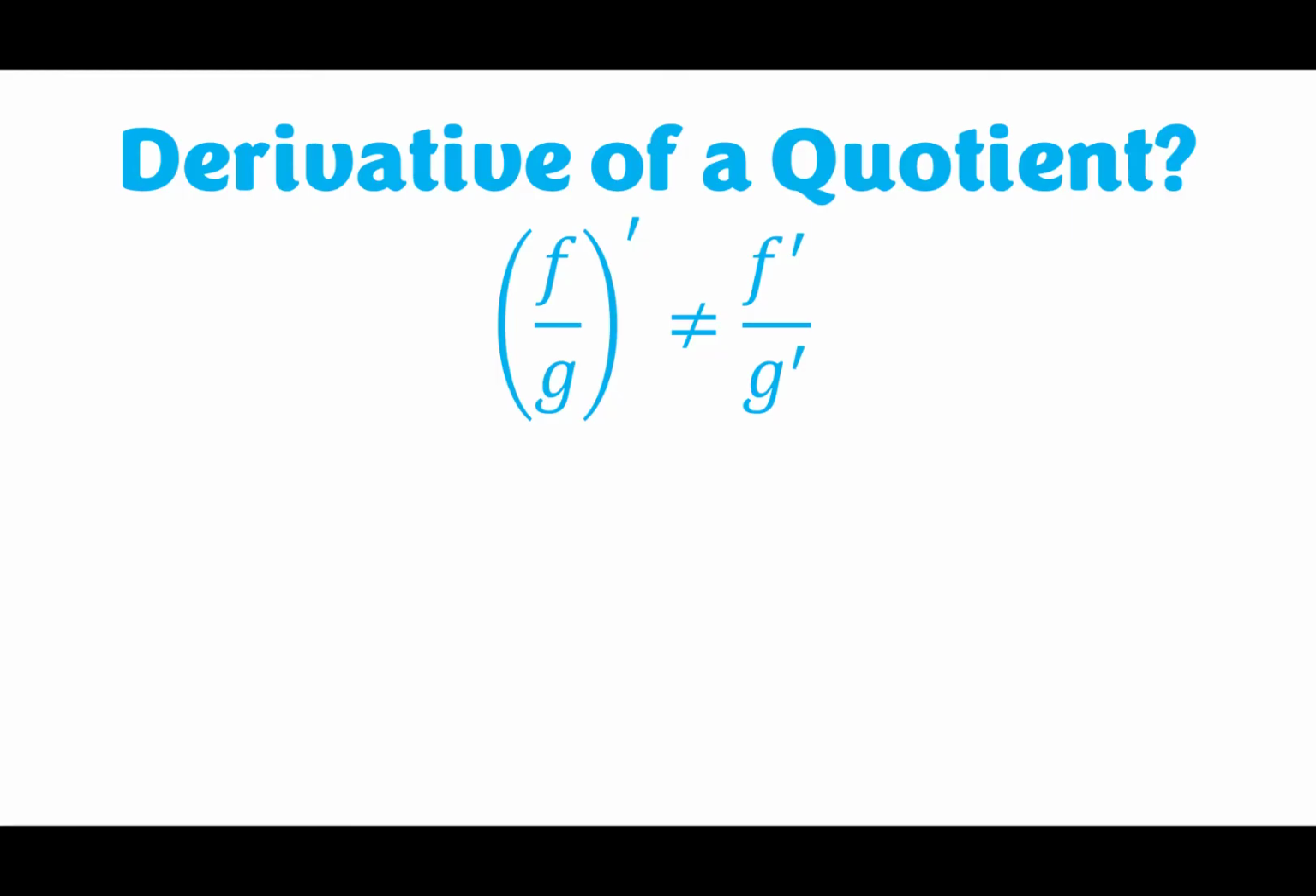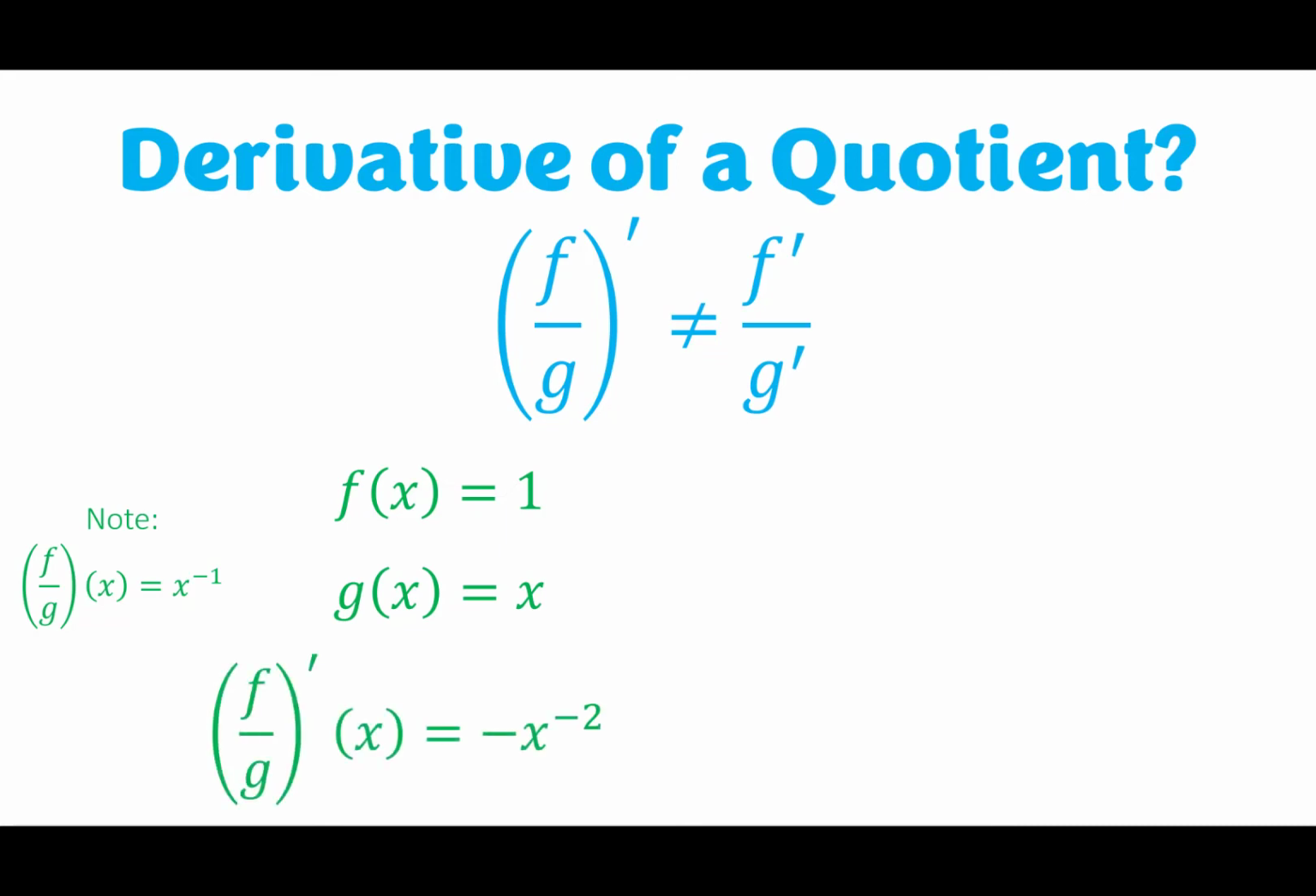So let's look at an example. If f of x is equal to 1 and g of x is equal to x, then f divided by g is 1 over x, but let's just make a note that f over g is x to the negative 1. That's another way to write 1 over x. And that way we can use power rule, and the derivative of that is negative x raised to the negative 2.